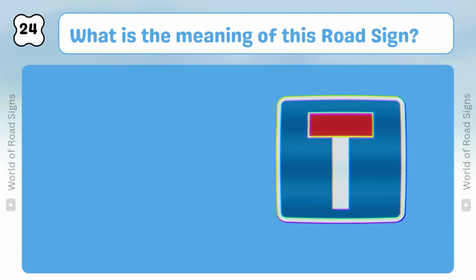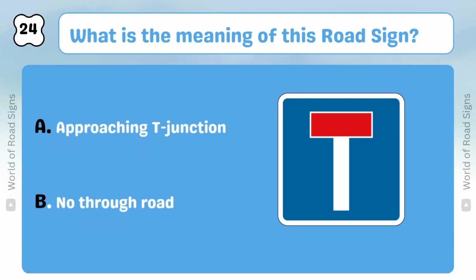Question 24. What does this sign tell road users? A. Approaching T-junction. B. No through road. Option B is the correct answer. No through road.